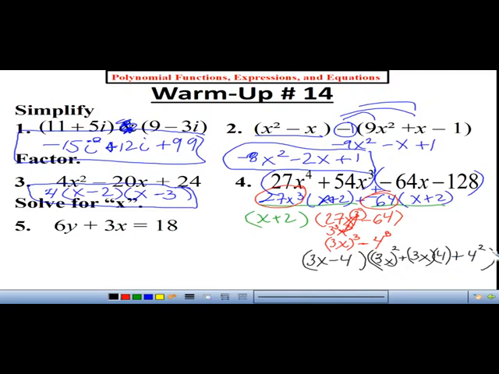Is it coming back? Yes? Yeah. So then therefore we're left with 3x minus 4, and this is 9x squared plus 12x plus 16. And then don't forget your GCF, x plus 2. And these are my factors, 3 factors. So be careful with those, because remember, we're factoring completely.